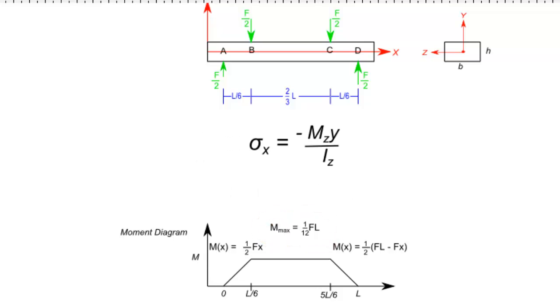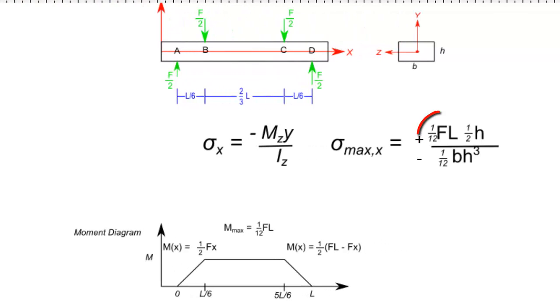Using the bending stress equation and the knowledge that the x-axis runs through the centroid of the cross-section, we know that the maximum stress occurs at the top and bottom surface of this beam. We can calculate this stress by inserting the value of the maximum moment, FL/12, the distance from the neutral axis, plus or minus h/2, and the area moment of inertia about the z-axis, 1/12 bh³. This equation can further be simplified into a more usable form.